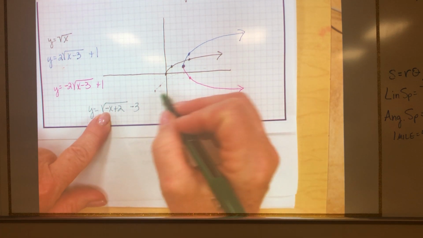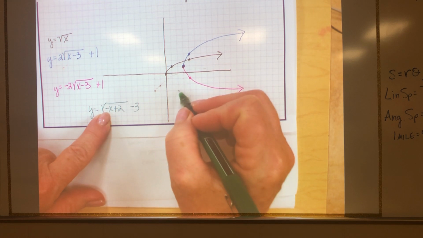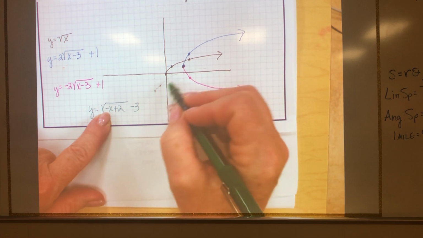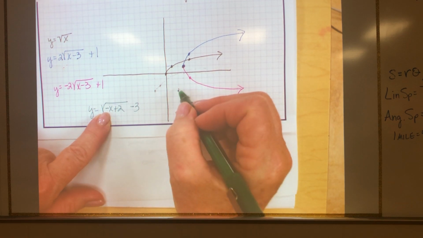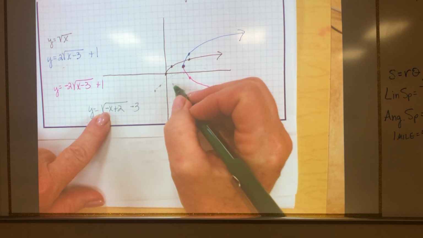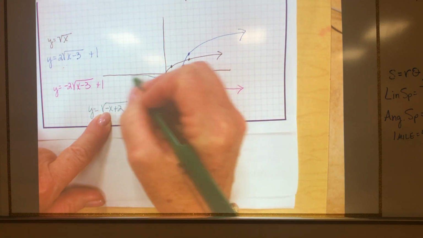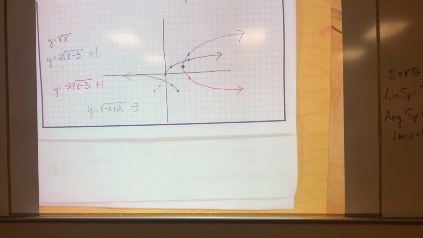So instead of being 2 to the left, he's going to be what? 2 to the right. Okay? Instead of opening to the right, he is now going to open to the left. So I'm going to go up 1 and to the left 1. And this is what your graph is going to look like. Oh my gosh, I don't like that.